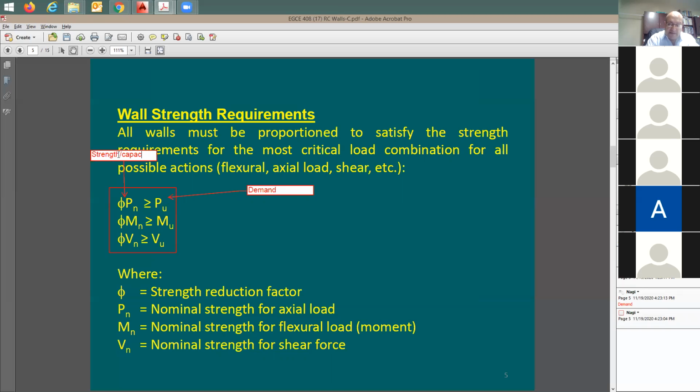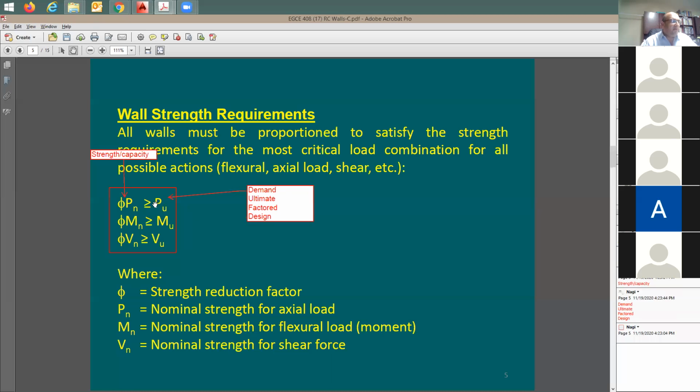We call those capacity. How about the demand? Do we have other names for the demand? Can someone help me here with this? What else? Demand, ultimate, yes, ultimate or demand. Anything else? Design, yeah, factored, design. So you can call this design axial load, design moment, design shear.